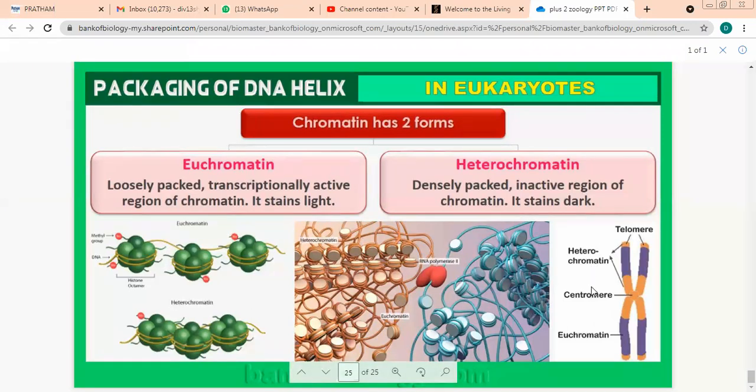If you talk about a chromosome, then this is your centromere. The areas right next to the centromere, over here, this is your heterochromatin, this brown part. And as you go towards the ends, we find this chromatin, which is euchromatin, this blue one. So towards the ends of the chromosome you find euchromatin, and near the centromere you have heterochromatin.